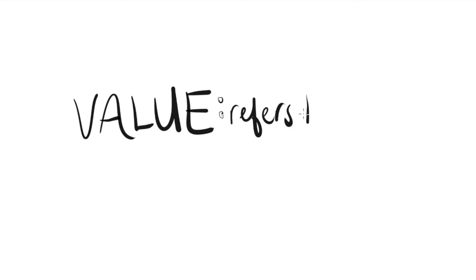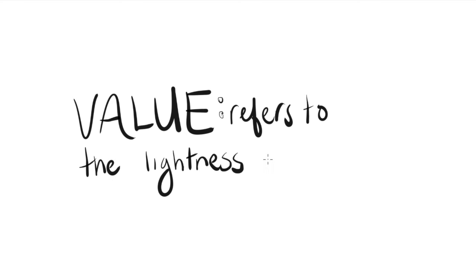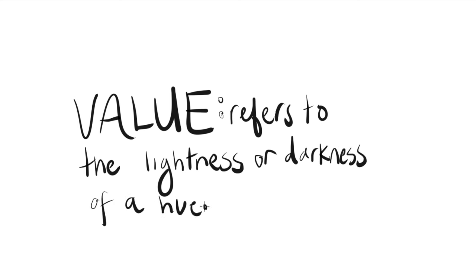Let's start by defining what value is. Value refers to the lightness or darkness of a hue. A hue is just another word for the color, like red, green, black, and so on. In this video, we'll focus on a few of the popular techniques that artists use to render value.